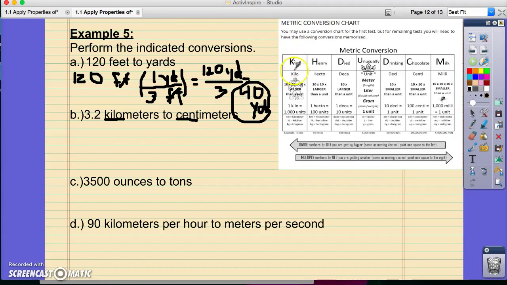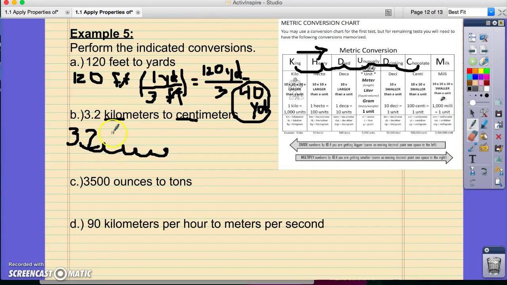So we're starting at K for kilo. Let me do this a different way here. I'm going to start here and go 1, 2, 3, 4, 5 places to the right. So what does that translate to, right? 3.2, I'm going to rewrite it down here. I'm going to move 1, 2, 3, 4, 5 places to the right.